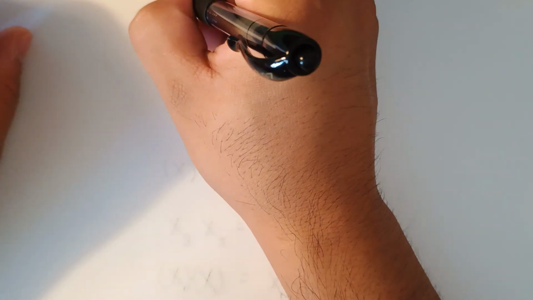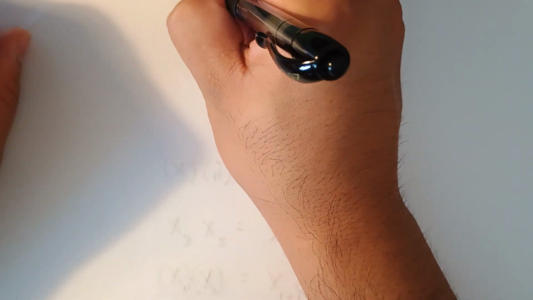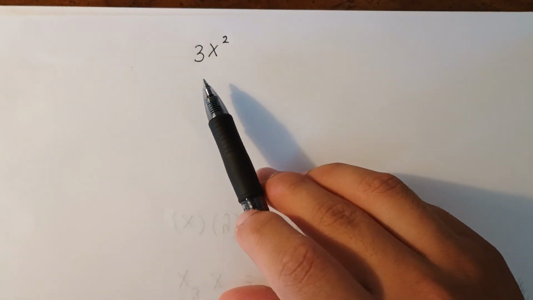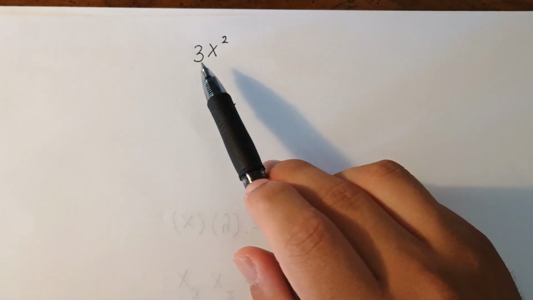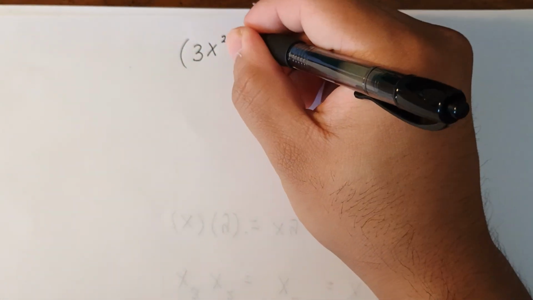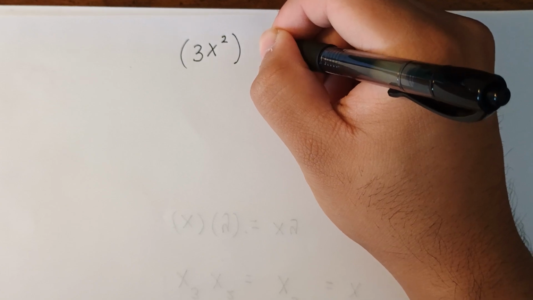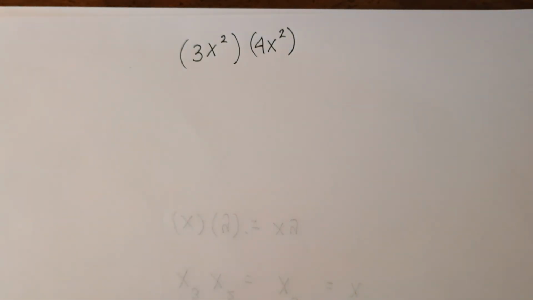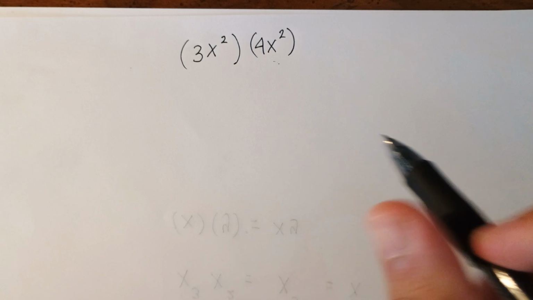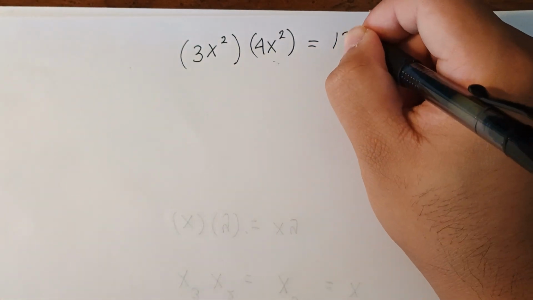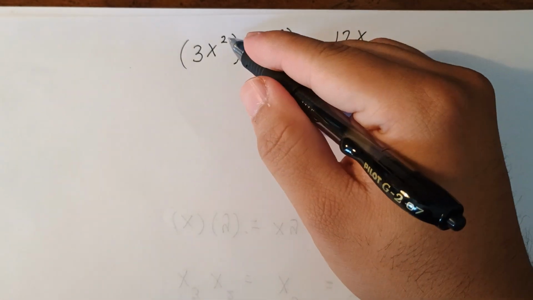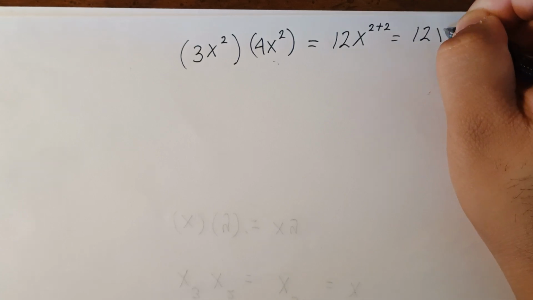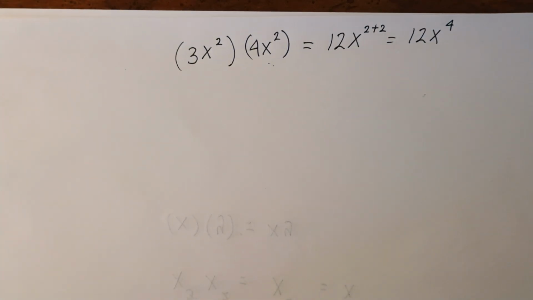When there's numbers attached to it, so like we have 3x squared. This is the coefficient. The coefficient is the number in front of a variable. And when we multiply this by another coefficient that has the same variable, it's the same as multiplication. We're just going to multiply the numbers together. So 3 times 4 is 12. Keep the variable the same. And then we're just going to add the exponents. So we're going to do 2 plus 2. And our final answer is 12x to the power of 4. And that's how you write it.